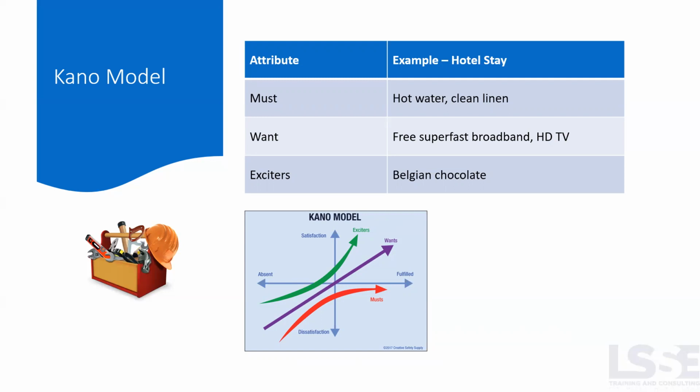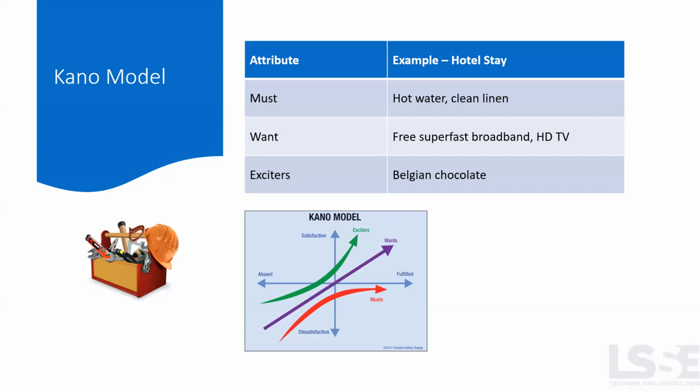If it's there, your customer will say, okay, I'm expecting it. However, if there's no hot water and no clean linen, the absence of it will really make the customer dissatisfied. So that's the must attribute. When it's there, it's okay. When it's not there, your customer will be dissatisfied.